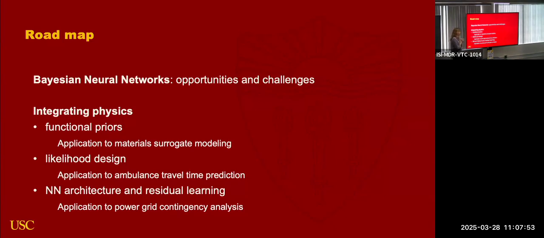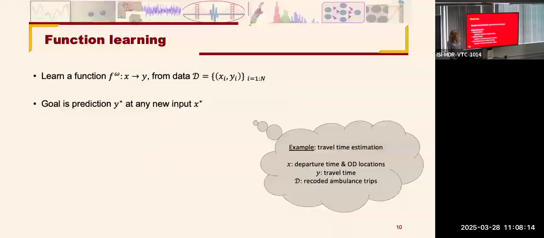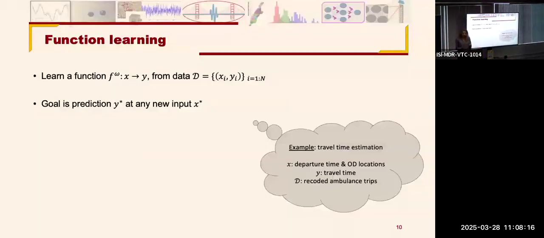And so I'm going to be talking about how we integrate UQ and how we try to integrate physics within our neural nets through different mechanisms. I'm going to talk about three different applications: material surrogate modeling, travel time prediction, and power grid contingency analysis. So first, I'm going to set up the framework and the notation that I'm going to use throughout.